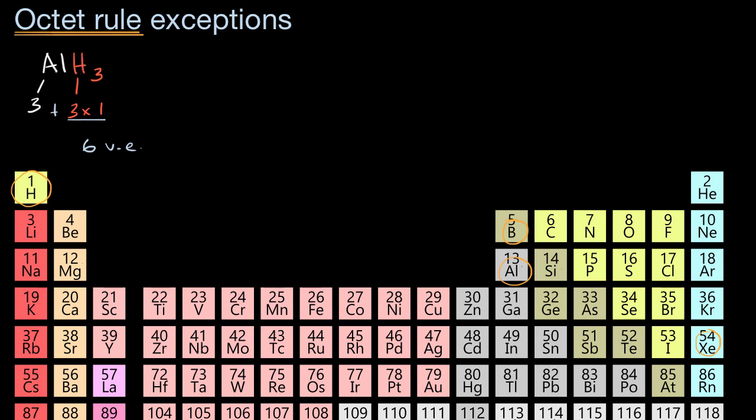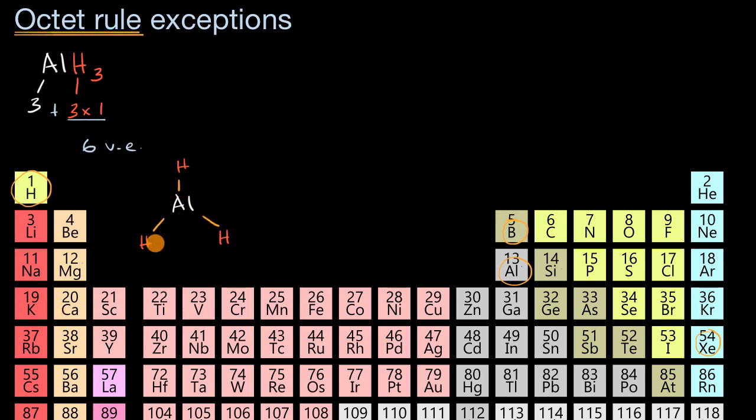Now, the next step after that is to try to draw the structure with some covalent bonds. We don't want to make hydrogen our central atom. That would be very atypical. And so let's put aluminum in the center. And then we're going to have 3 hydrogens. So 1, 2, and 3. And then let's put some covalent bonds in here.